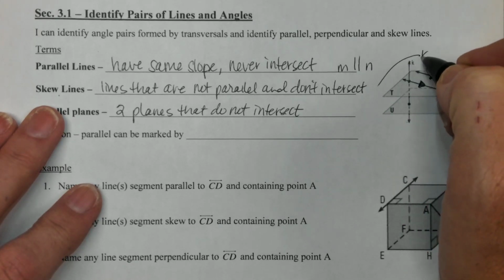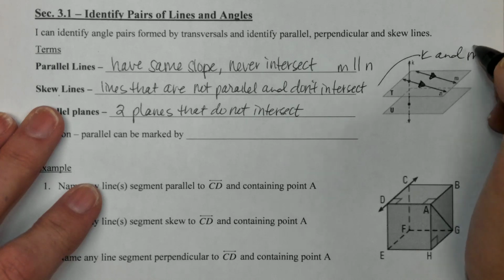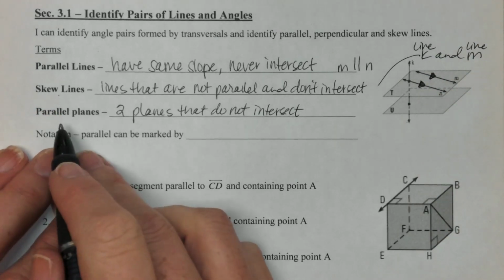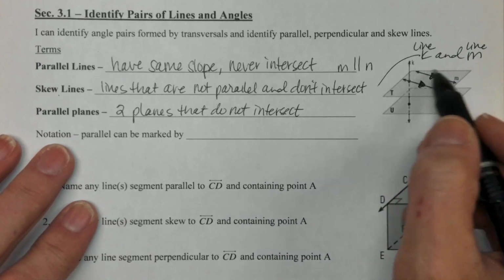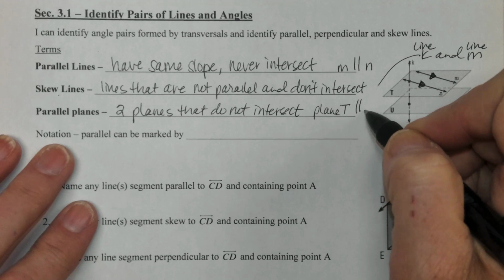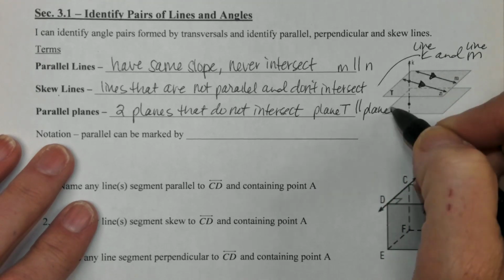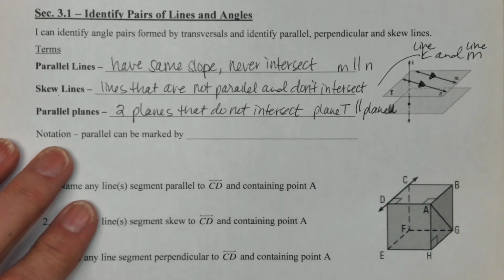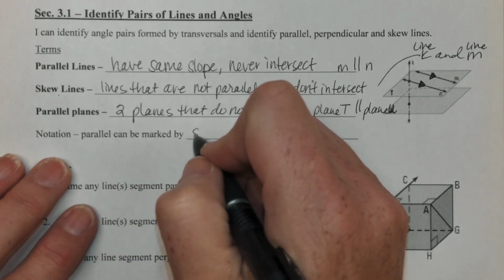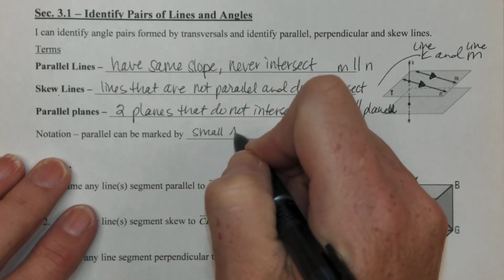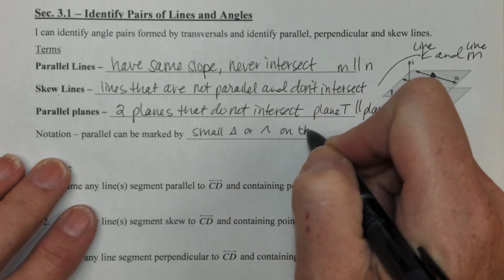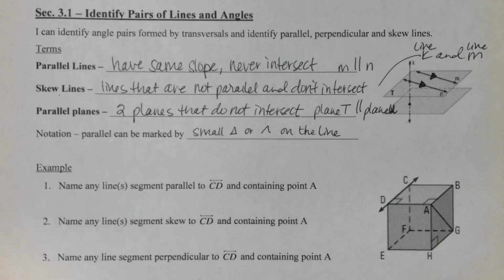Let's sneak that in here. K and M. I should have written line in front. Of course, I'm using pen. And then parallel planes, we've got two of them. Here's plane T is parallel to plane U. Right there. And then I already talked about this, but parallel can be marked by a small triangle or like an arrow on the line. That's how we mark them.